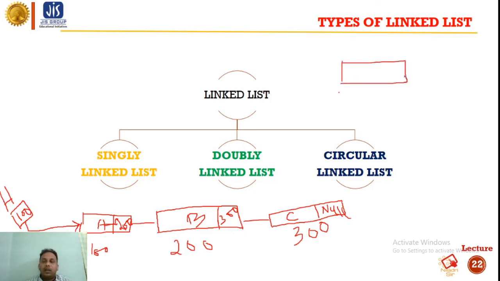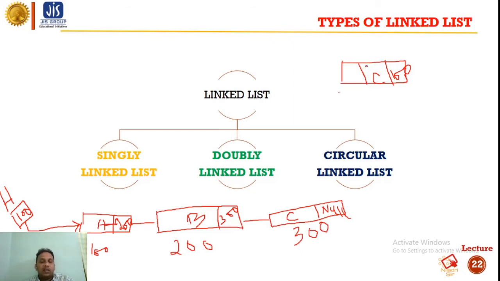The circular link. So this is the C. Okay, so if C stores the address 100, what will happen? To go from C to A, we are not required to go first to B and after that to A. We can easily move from C to A. Okay, so this is the use of a circular linked list.